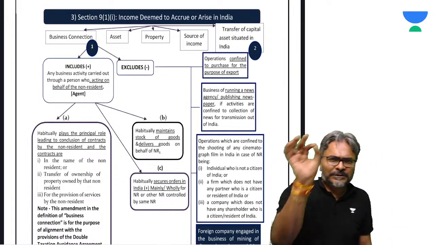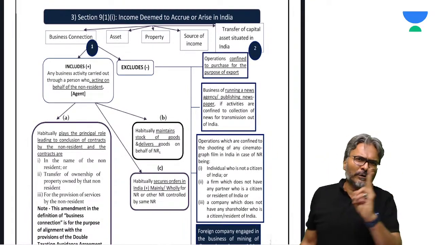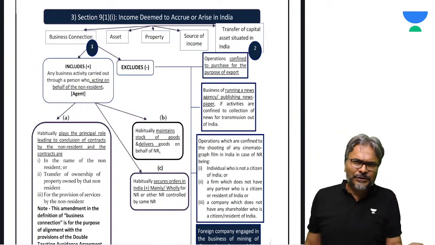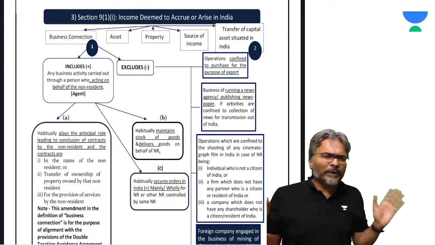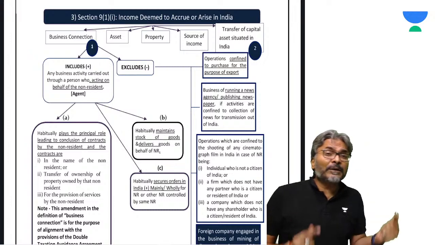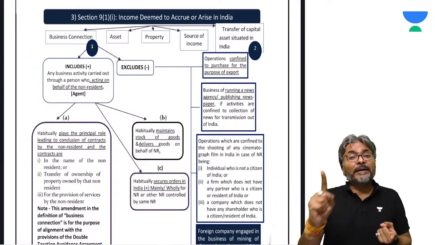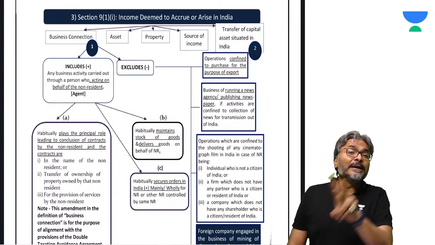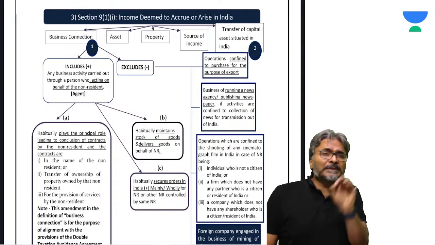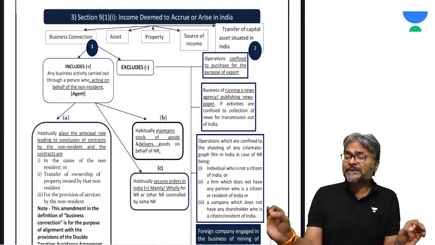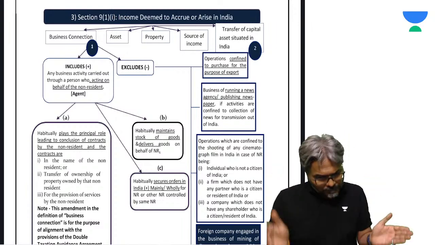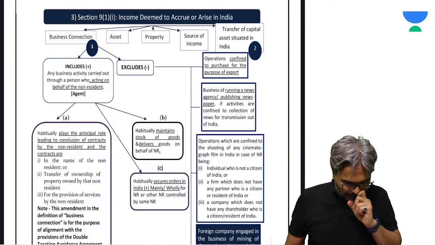First and foremost thing, students, section 9, what you have to revise. Two things you have to revise: one is the business connection, second is the indirect transfer. Quickly, section 9, what you need to revise? Section 9(1)(i), the first clause, two things to be revised. One is the business connection, and second one, students, is the indirect transfer.